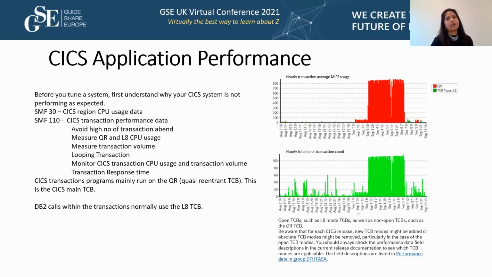The next topic is CICS application performance. CICS application performance is a wide topic, but I don't want to do a very deep dive here; I'm going to talk about some basic things. Before you tune a system, first understand why your CICS is not performing as expected. To understand your CICS application, I use two sources. One is the interval 30 record, which provides the CICS region level CPU usage information.